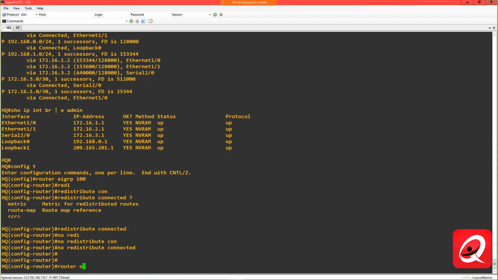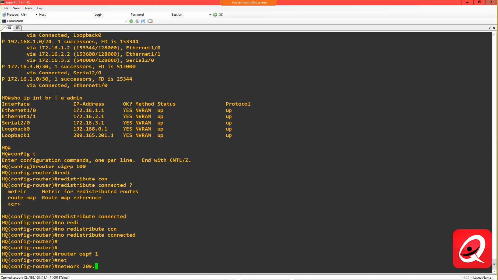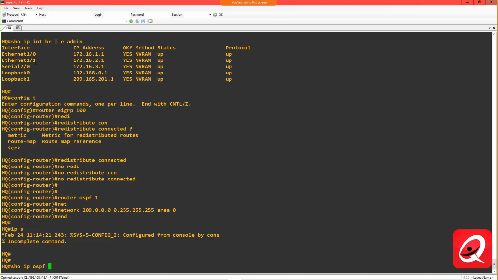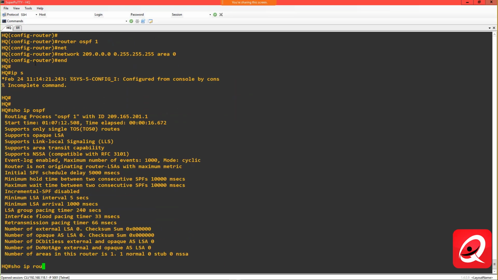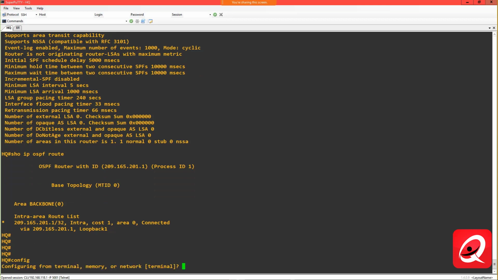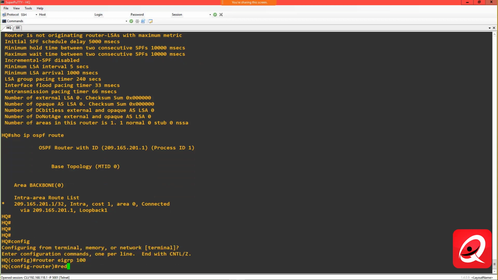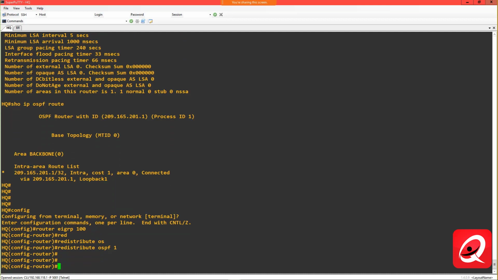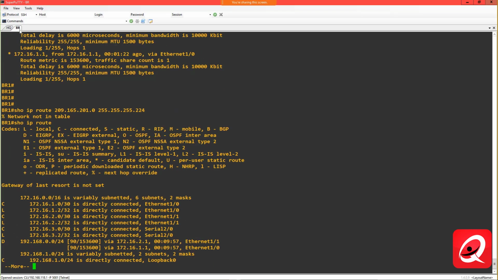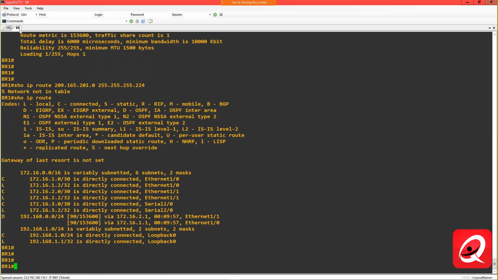Let me do a router OSPF 1, network 209.0.0.0 0.255.255.255, area 0. Show IP OSPF route. I just want to make sure that this route is in OSPF. Okay. So now if I go into EIGRP and I say redistribute OSPF 1, and I go look at my branch. Yeah, there we go.